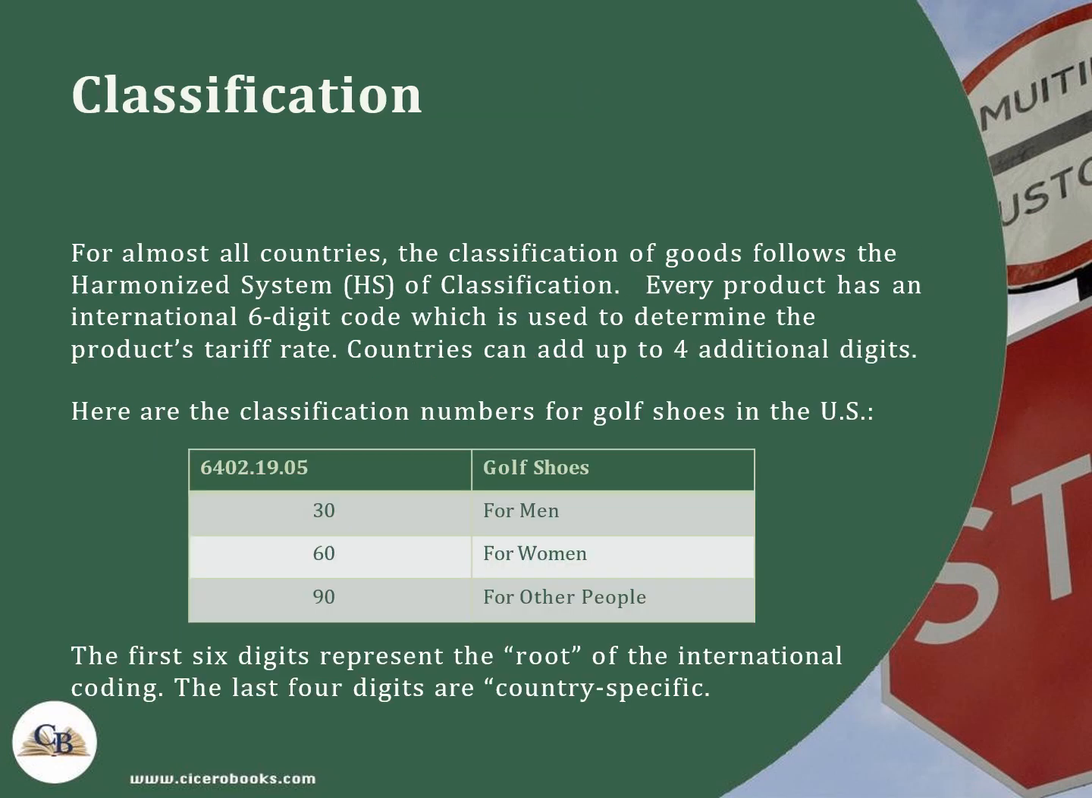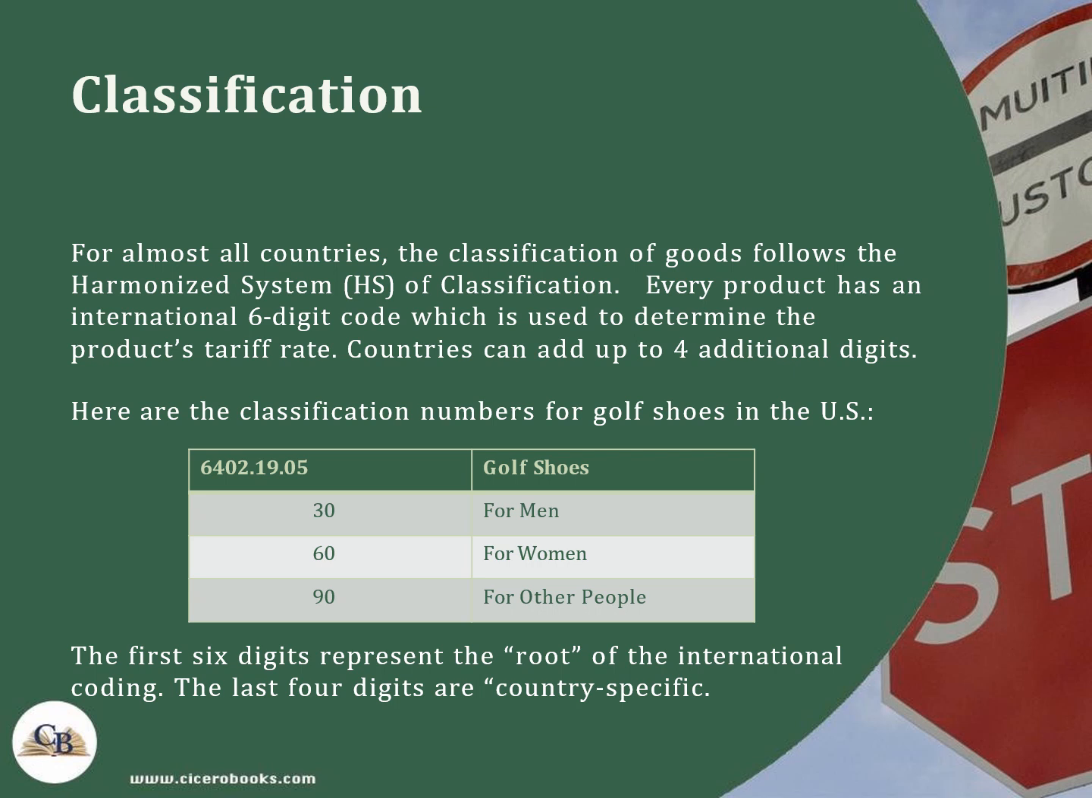Classifications. For almost all countries, the classification of goods follows the Harmonized System or HS of classification. Every product has an international 6-digit code which is used to determine the product's tariff rate. Countries can add up to 4 additional digits. Here are the classification numbers of golf shoes in the United States.